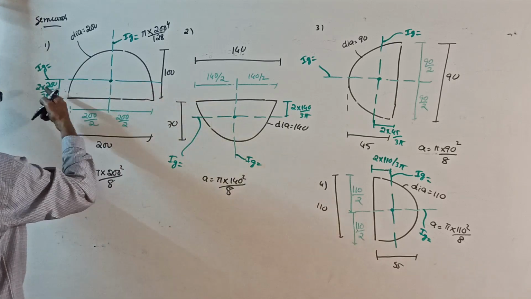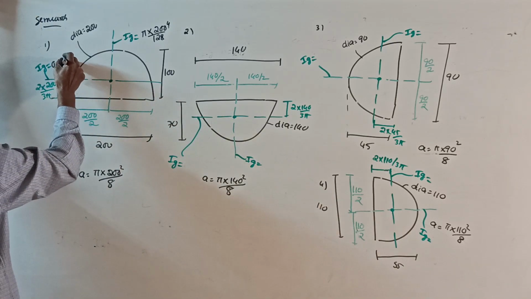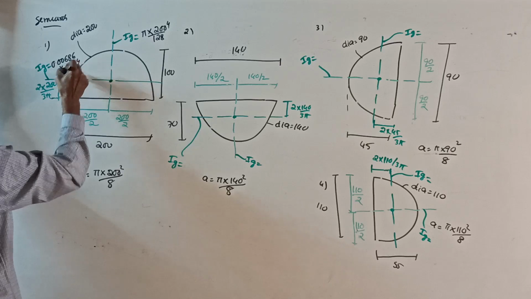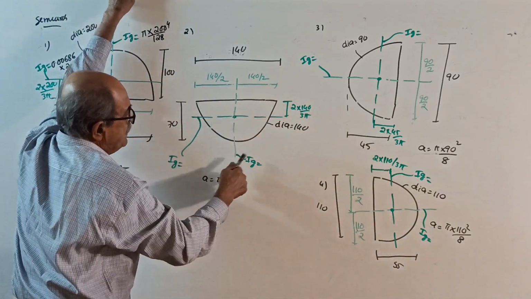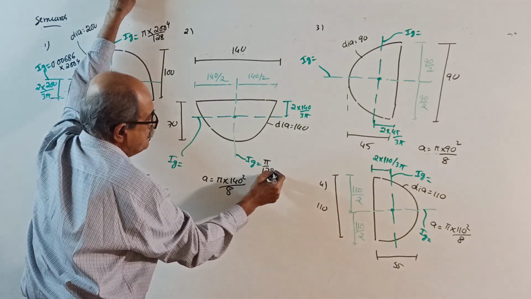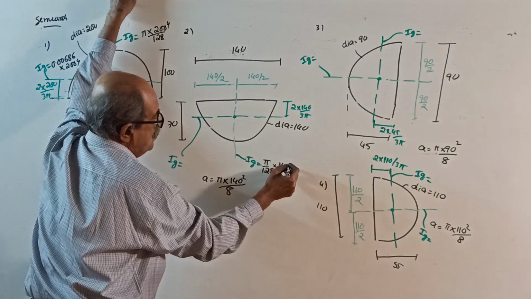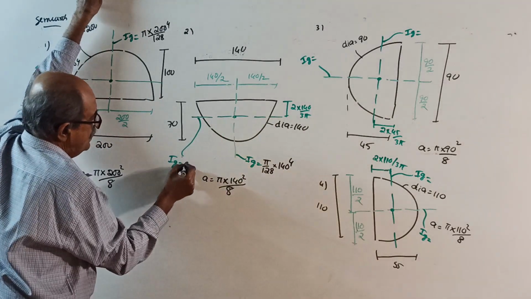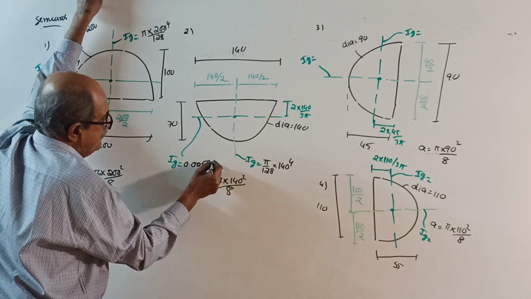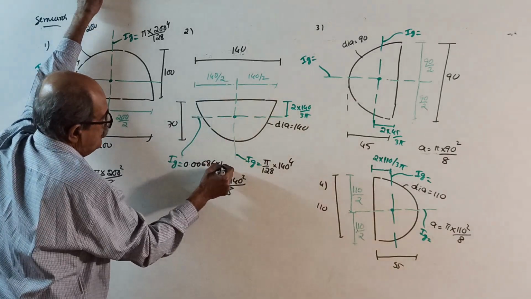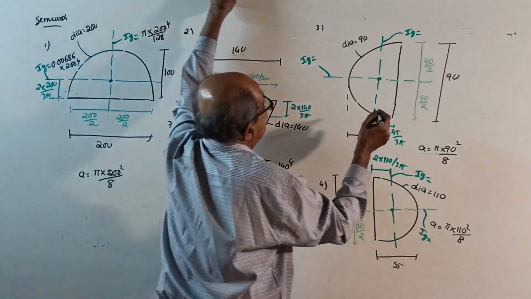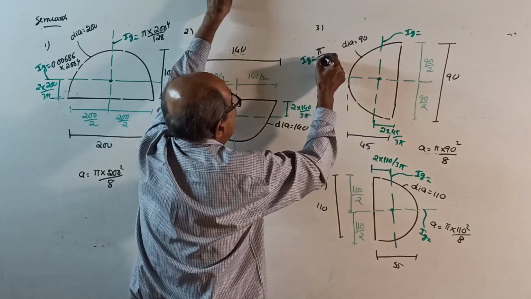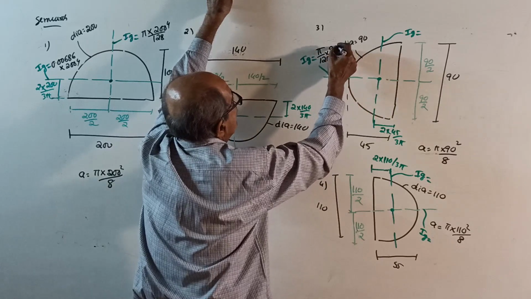This Ig, it is not symmetrical, decimal number 0.00686 into diameter power 4. Here, this Ig, symmetrical axis, half of circle, pi by 128 into diameter power 4. This Ig, this is not symmetrical, so decimal 0.00686 into diameter power 4 is 140 power 4. Here, this is symmetry, so half of circle, pi by 128 of diameter is 90 power 4.